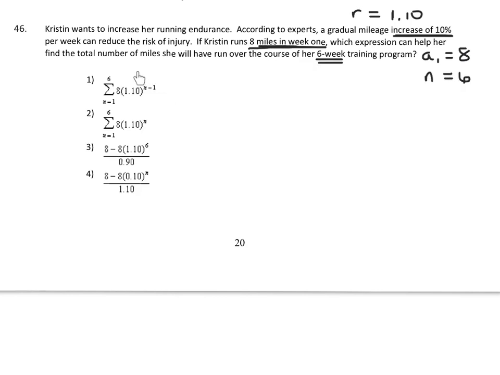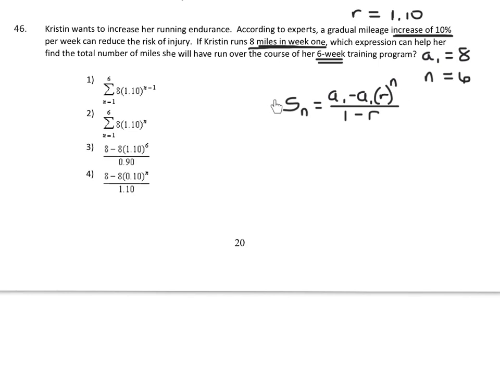Now, before we get to these answer choices, I just want to review what we talked about in the 6th video, okay? In the 6th video, we learned the formula for a geometric series. What that means is you want to take the sum of the first n terms for a geometric sequence. And here, this is geometric because we're multiplying by 1.10 to get from one term to the next.